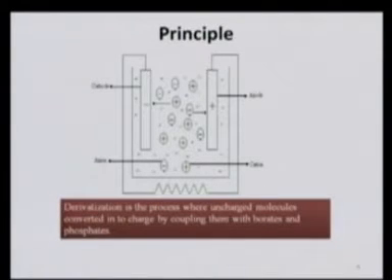Here we may think about how to separate molecules which are without charge. For that purpose there is a process called derivatization. That means giving charge to the uncharged molecules. For example, carbohydrates can be derivatized, that means they can be given charge through the process called derivatization. For this purpose of derivatization we are going to use either borates or phosphates, which will give charge to the uncharged carbohydrates.